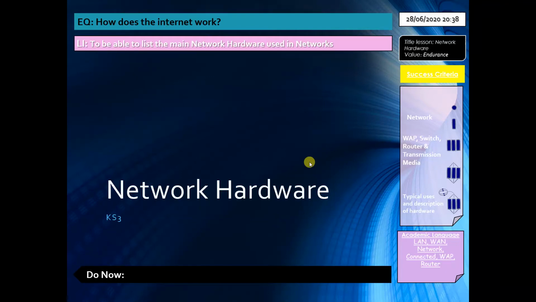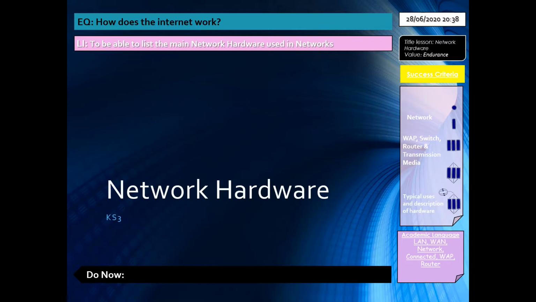Welcome to week 7. This week is about network hardware. So we've looked at different types of networks like LANs and WANs. This week we're going to look at the hardware which is used to create these networks. Some of them should be familiar.